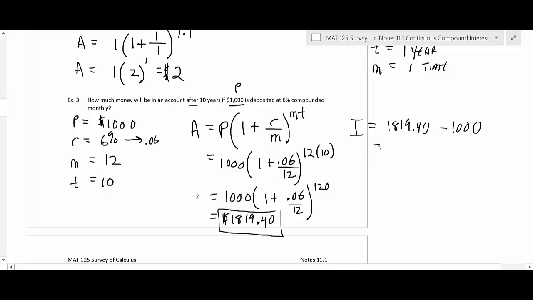So you actually earned $819.40 interest when you did that. So that's kind of a standard example of how you use the compound interest formula. That make sense?